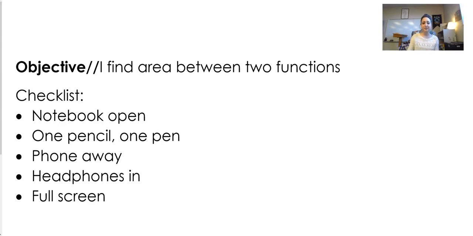Our objective today is going to be to find the area between two functions. So we've already found the area between one function and the x-axis. This time we're going to be looking between two functions. We're going to do this both by hand and with the calculator. So I'm going to show you both ways, and you'll have a bit of both on your homework as well.